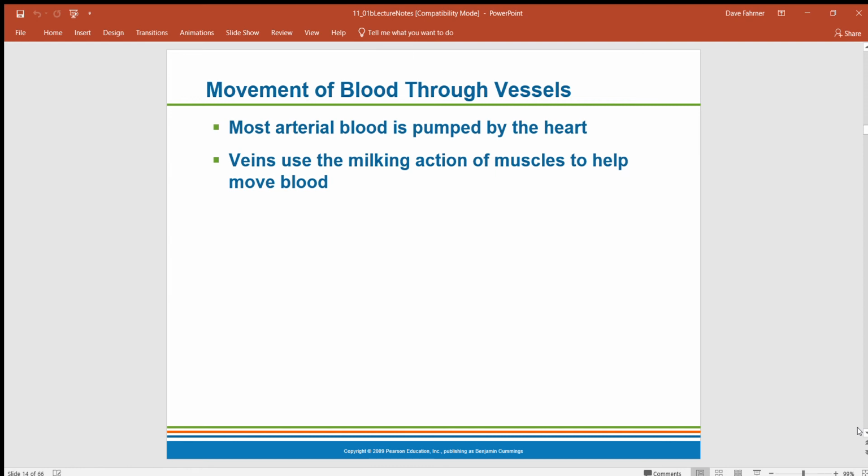Most of the arterial blood is going to be pumped out of the heart by the heart, and the veins are generally going to be returning blood to the heart with the help of the milking action of the skeletal muscle.